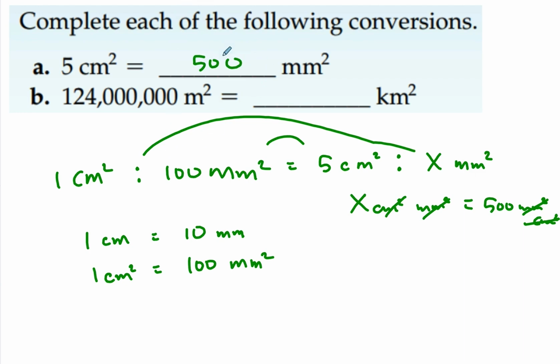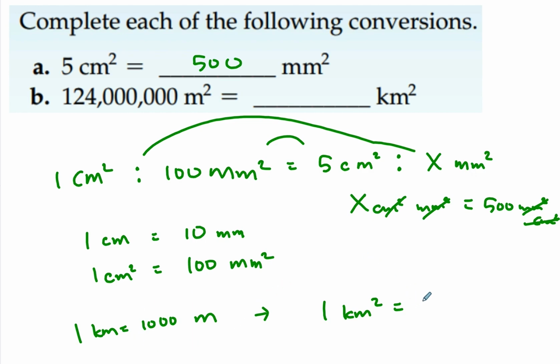How about this one? Meter, squared meter, and squared kilometer. What's the relationship between kilometer and meter? We know that 1 kilometer is equal to 1,000 meter. Then, if you know this, you can change that to an area. 1 squared kilometer is equal to the square of this whole thing.